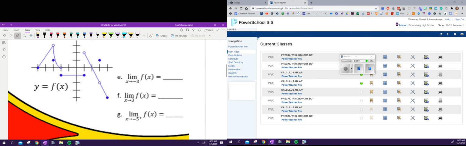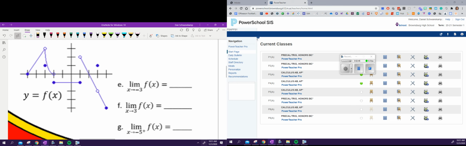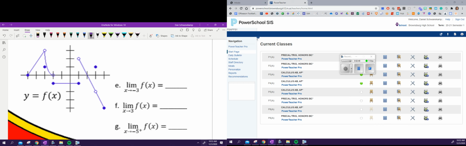Okay, let's look at this picture. This is not the greatest graph of all time, but let's look at it anyways. Limit as x approaches negative 3. Here's negative 3. Do I care what happens at negative 3? Nope. What am I approaching? The same thing as I go from the left and the right. Yep, I'm approaching the same thing. I'm approaching 3, so the answer is 3.